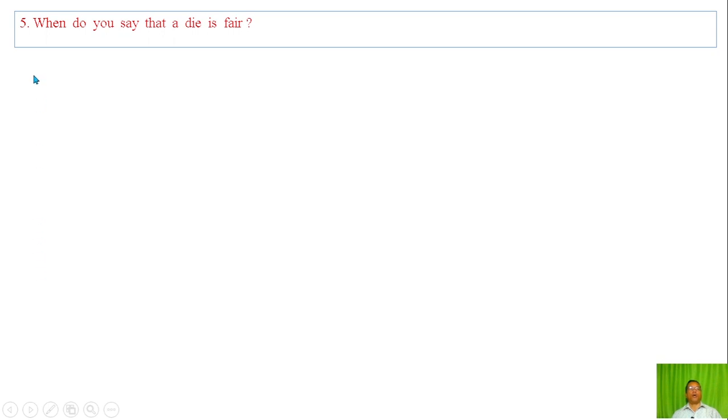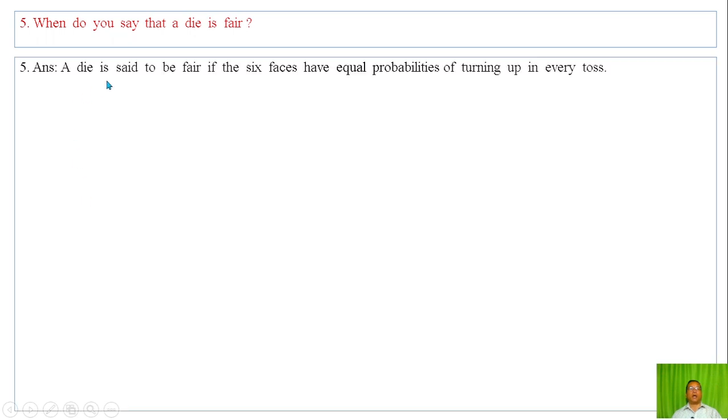Question number 5. When do you say that a die is fair? A die is said to be fair if the six faces have equal probabilities of turning up in every toss.